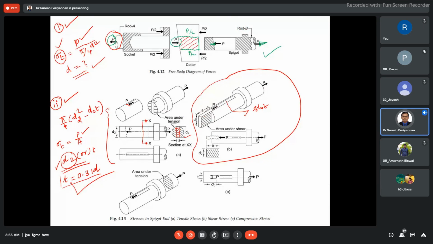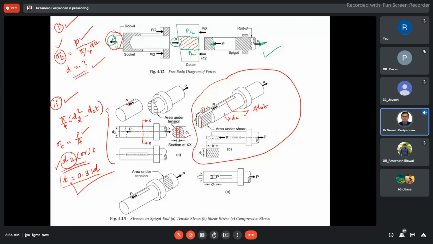This is what we have kept here. Okay, now what is that region? That region I am considering as A. This is the dimension A. This dimension I am considering as D2, because the diameter of this spigot is D2. Then this is D2. This is the region going to have shear.